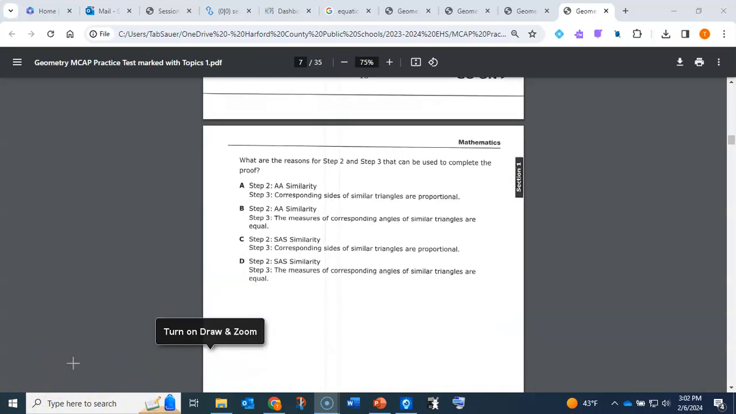So based on that proof, step 2 was proven by angle-angle similarity. So that knocked out C and D. And then since they set up a proportion for the side lengths, the reason we know that to be true is because corresponding sides of similar triangles are proportional. So it's A.